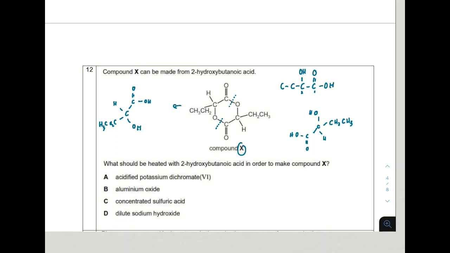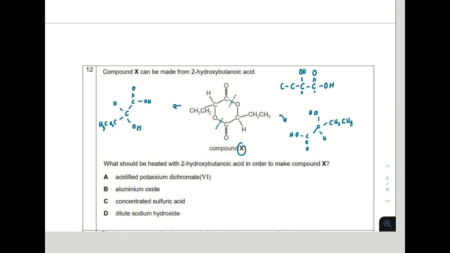So we can see that these two molecules, these two parts, show some kind of esterification happening. So in order to get this molecule, compound X, we have to form an ester.